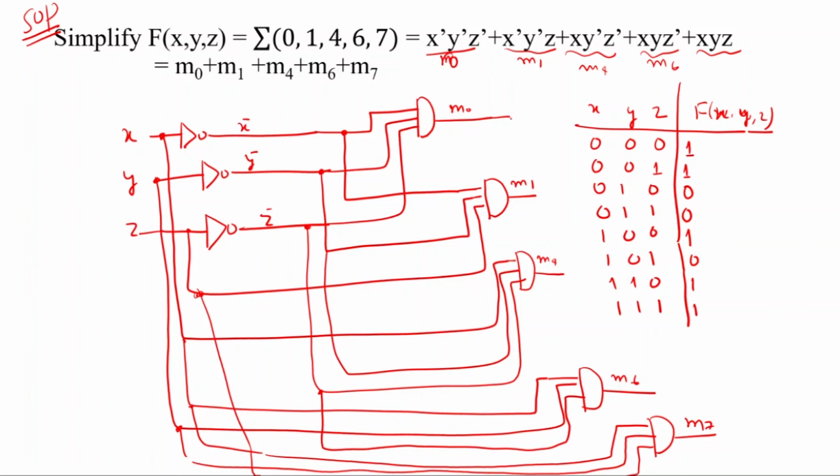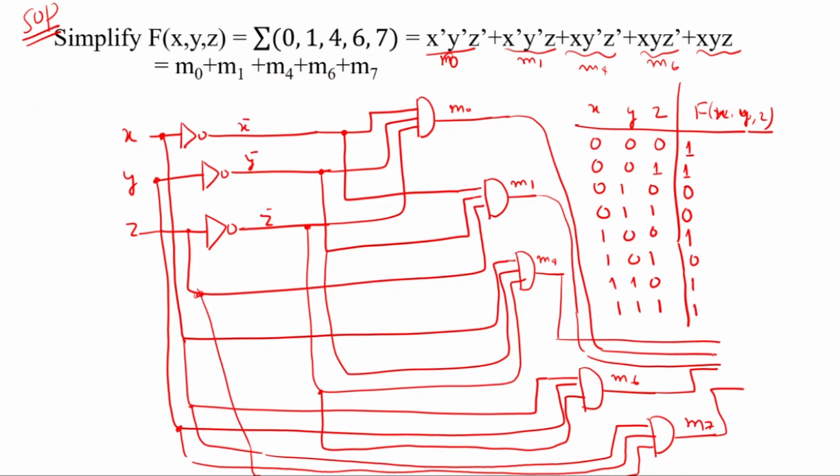And then finally all the ANDed terms are ORed together. So here we use this term, this term, and also these terms, all are ORed together. This is the logic implementation of this circuit, meaning this gives the output.